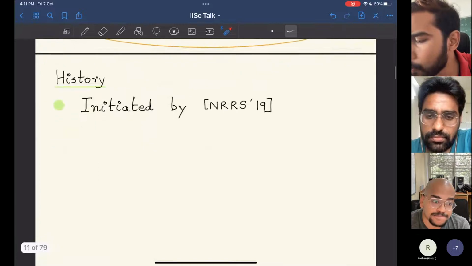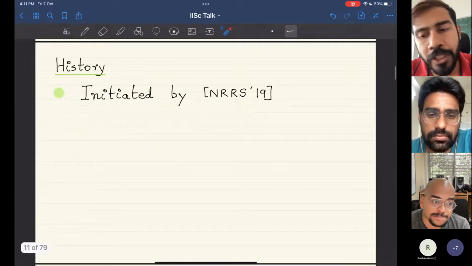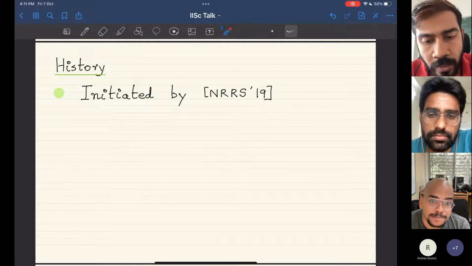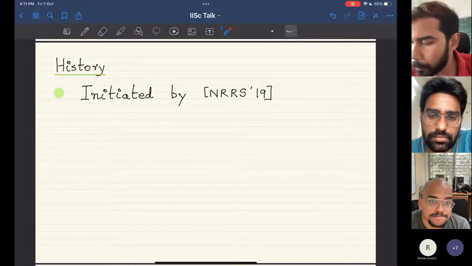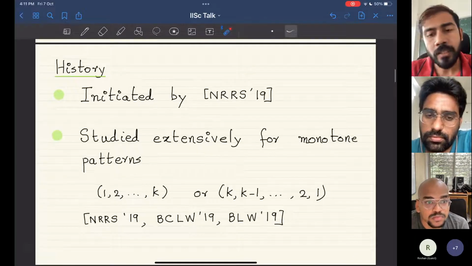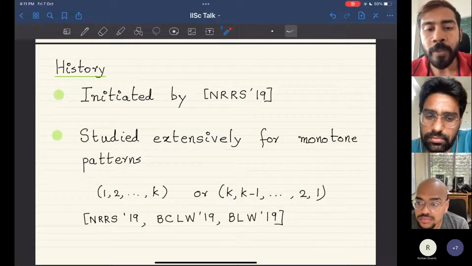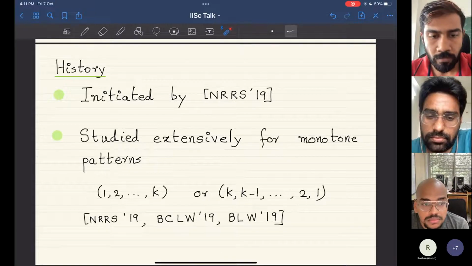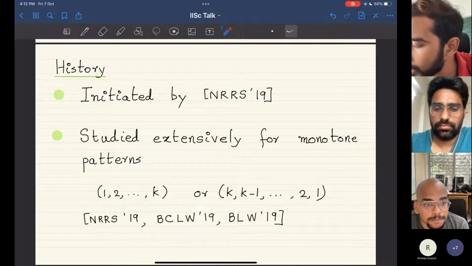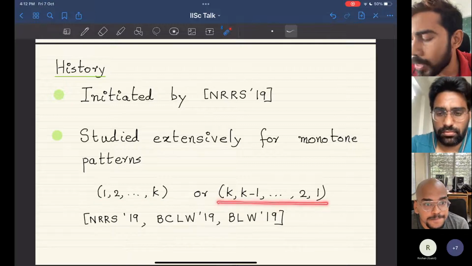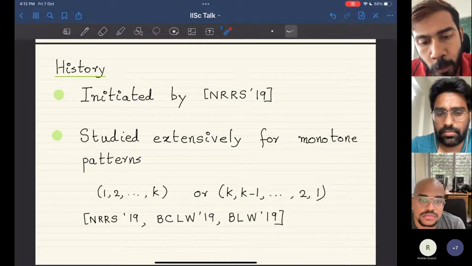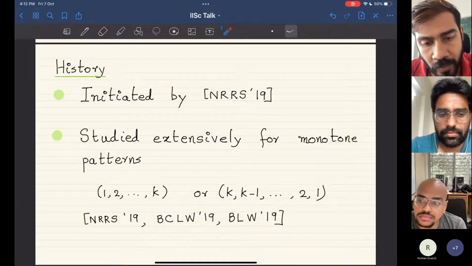So the study of pi-freeness testing was initiated by Newman, Rajendraprasad, Rabinovich, and Sohler in 2019. And it was studied extensively for monotone permutations, that is permutations of the form 1, 2 up to k or k minus 1 up to 1. A special case being monotonicity, right? So when k is equal to 2, this is really monotonicity.